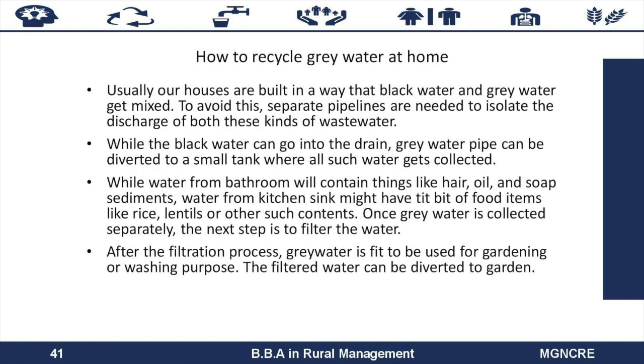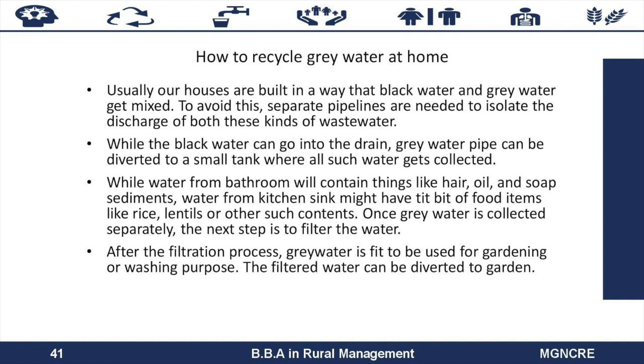Now, how can we recycle grey water at home? There are 4 easy steps. Let us look at them. Usually our houses are built in a way that black water and grey water get mixed. To avoid this, separate pipelines are needed to isolate the discharge of both these kinds of wastewater.